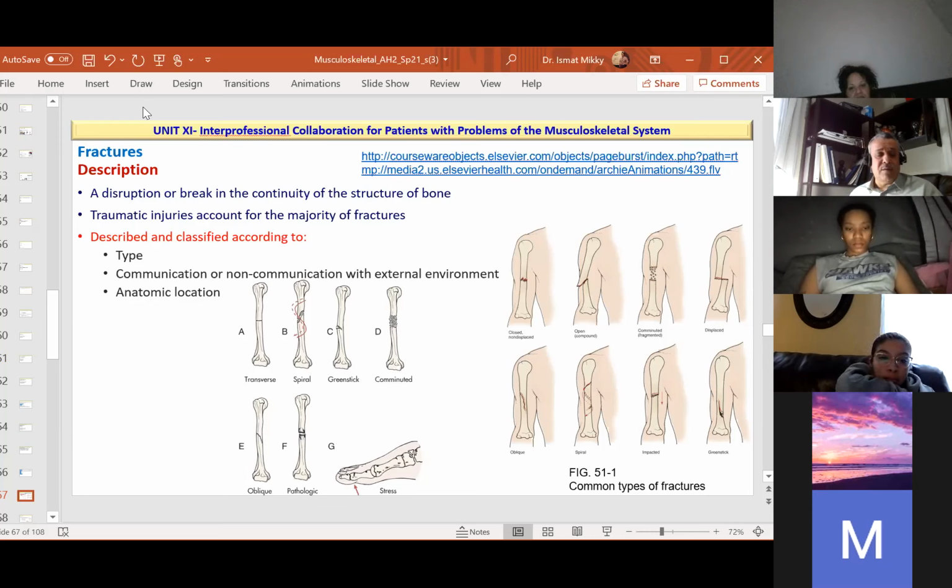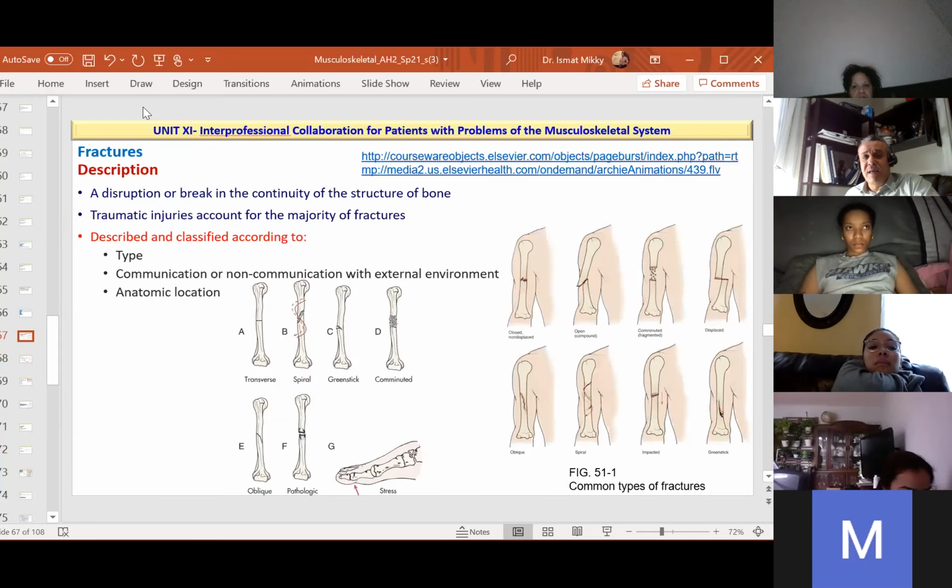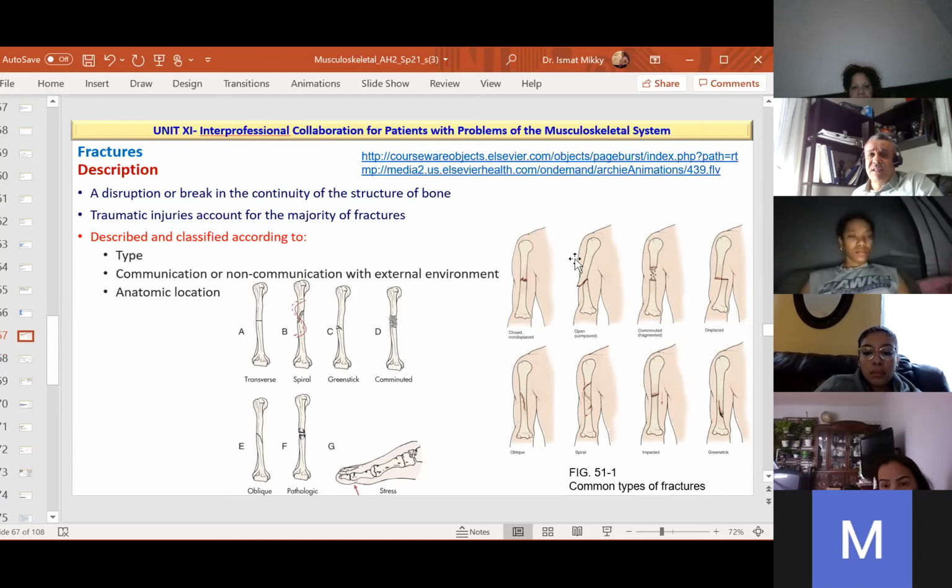First of all, there are different classifications for fractures, and we can use, for example, communicating versus non-communicating fractures. Communicating fractures means there is an open fracture, open like skin and fascia, and part of the bone is protruding out of the skin, and that's when there is a communication between the bone and the environment. That is called communicating fracture. Non-communicating fractures, like for example, this one is a non-communicating fracture. This is a communicating fracture. That's one of the classifications.